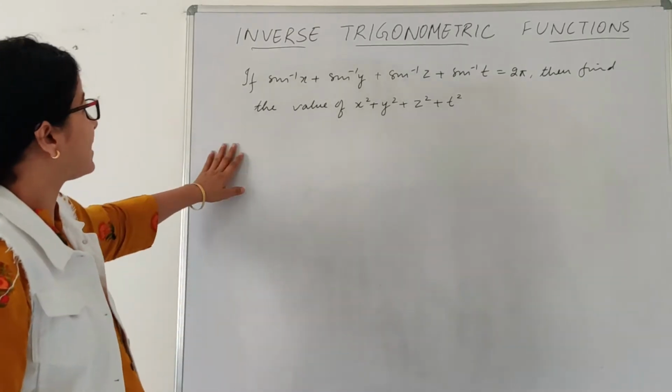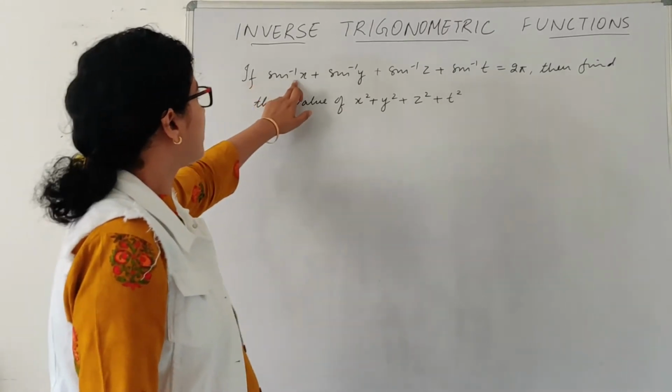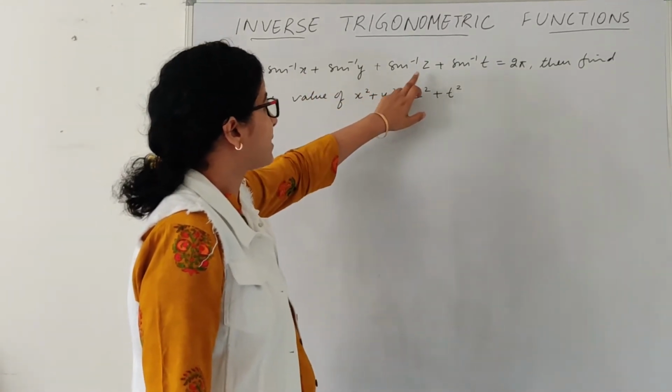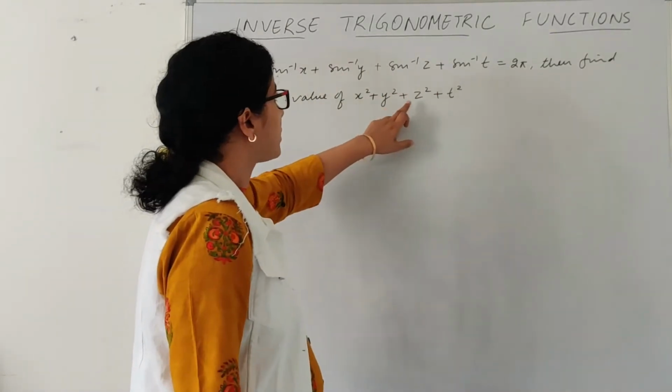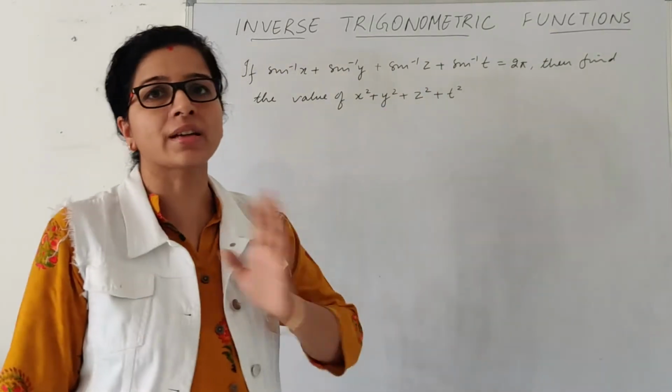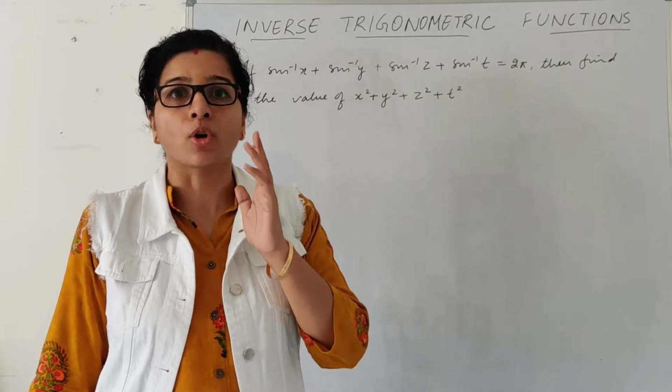So now let us check this question. If sine inverse x plus sine inverse y plus sine inverse z plus sine inverse t is equal to 2 pi, then find the value of x square plus y square plus z square plus t square. See, this type of question comes in your competitive exams.